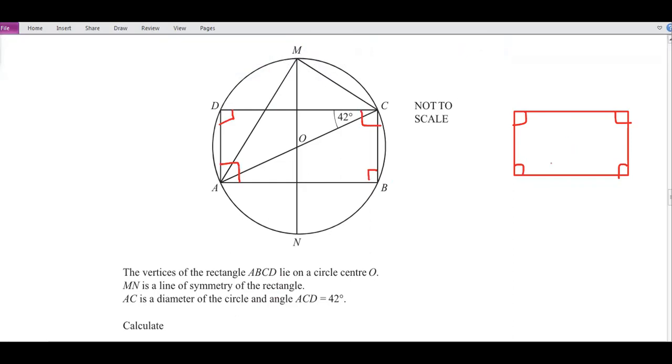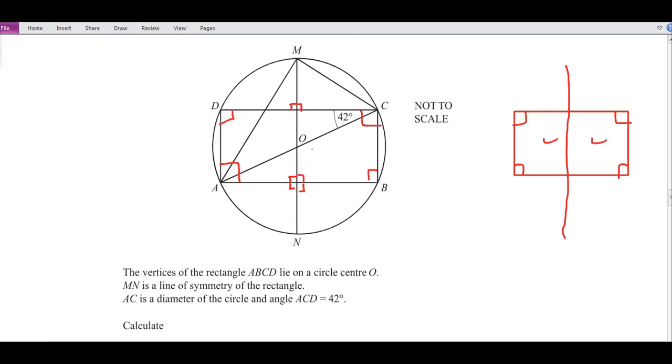Because for a rectangle we know that fact already. MN is the line of symmetry of the rectangle. Line of symmetry means there is a line, and if you pass through it, this side and this side will be exactly identical. And because of the line of symmetry, this angle is clearly 90 degrees. This is also 90 degrees. This is 90, this is 90, this is 90. So if you need, we can use them also.